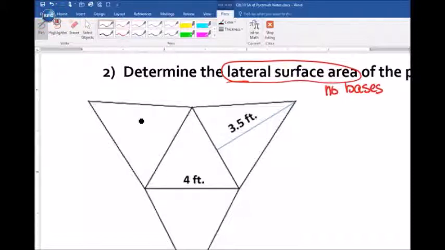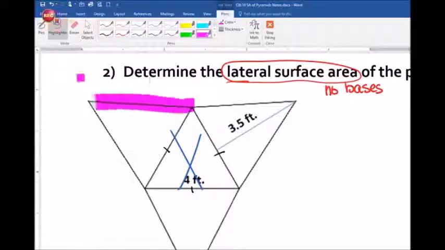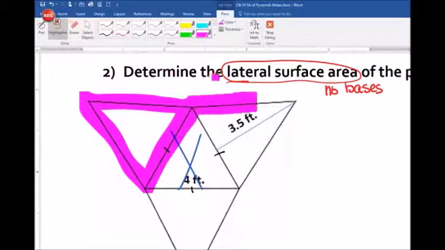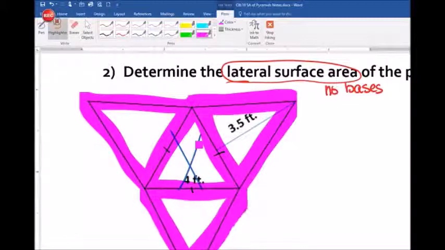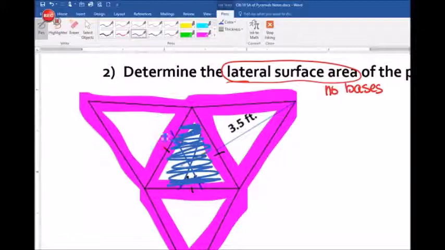I also know that these are equilateral triangles, which means that all these triangles are going to be the same, but we don't want the base. No base. So all we're finding is lateral surface area. So we're going to be finding the area of these triangles and not the one in the middle, not this one.